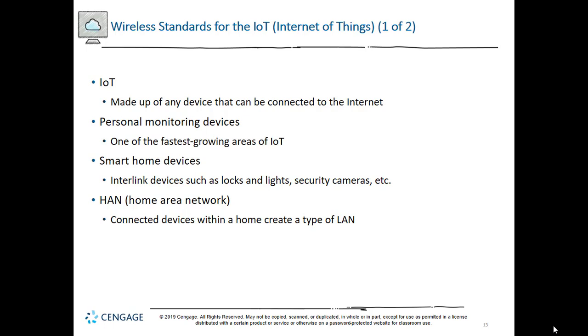Now, one of the fastest growing areas of the IoT is personal monitoring devices: your health monitors, exercise equipment, GPS locators, your smartwatches. Another exploding IoT market interconnects smart home devices. You might already be familiar with your Amazon Echo, your Apple HomePod, your Google devices. These devices, these personal assistants, are part of the IoT. They're part of our home area networks.